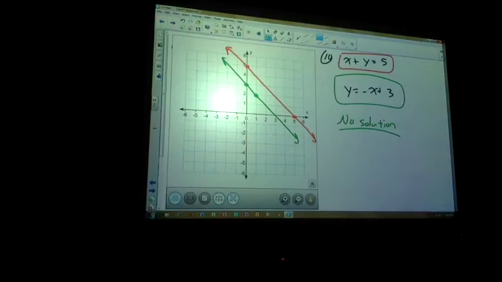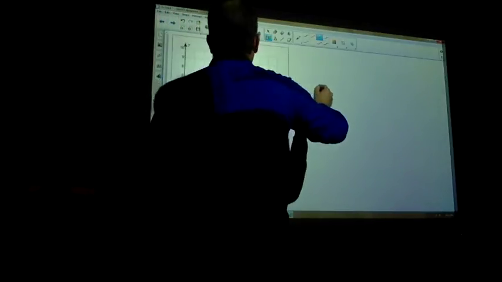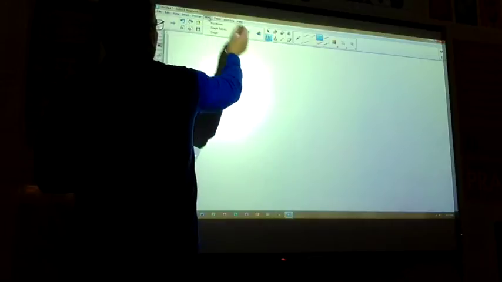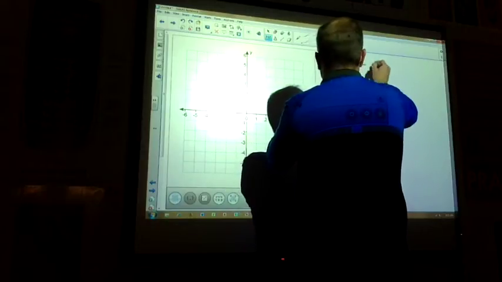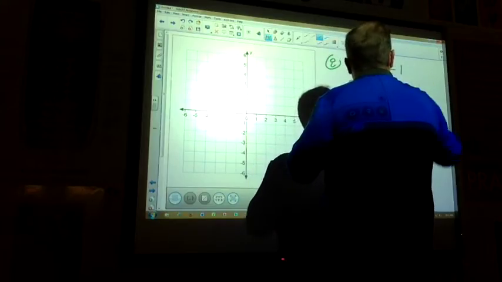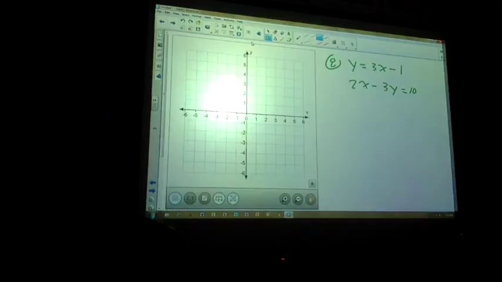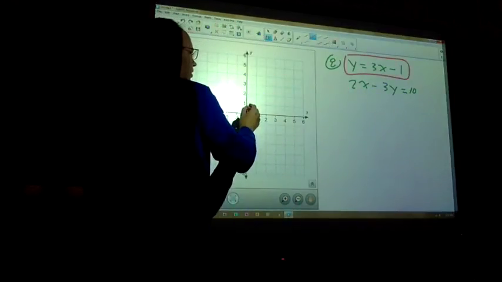Any of the other graphs up through number 13? Number 8. You got it. Number 8 is y equals 3x minus 1 and 2x minus 3y equals 10. I think I can leave my numeric values in there, even though it's got 10, because we're going to use the cover method on it. It should work. So my first line crosses the y-axis at negative 1, and then it has a slope of up 3, right 1.